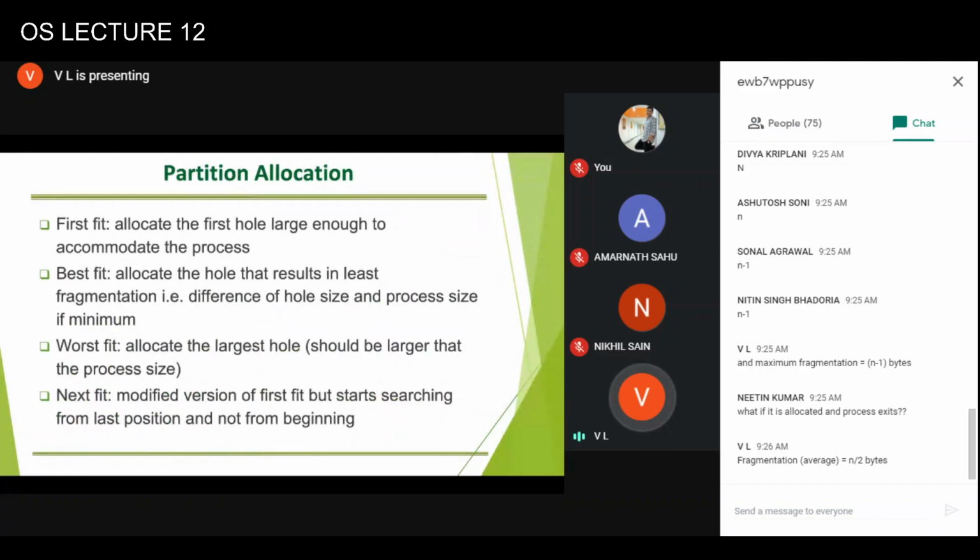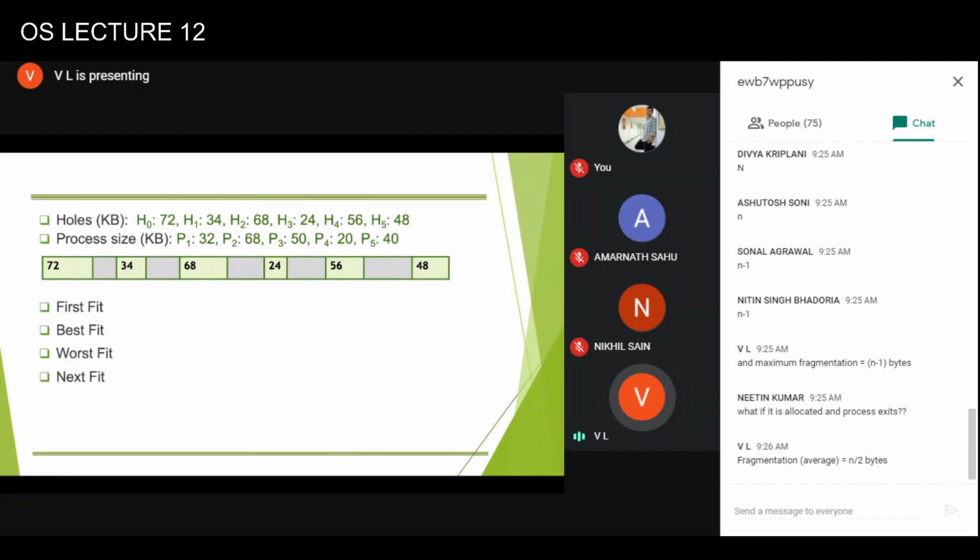Now, in case of variable size partition, because partitions of different sizes are available, different holes are available. Which hole should be allocated to a process? The strategy could be first fit, best fit, worst fit, or next fit. For example, let's say the green portion shows a hole. The sizes of the holes are 72 kilobyte, 34 kilobyte, 68 kilobyte, 24 kilobyte, 56 kilobyte, and 48 kilobyte. So there are six holes. A hole is a space which is available. Let's say the processes are coming, and their sizes are 32, 68, 50, 20, and 40. So the strategies that we are going to discuss for this example are first fit, best fit, worst fit, and next fit.